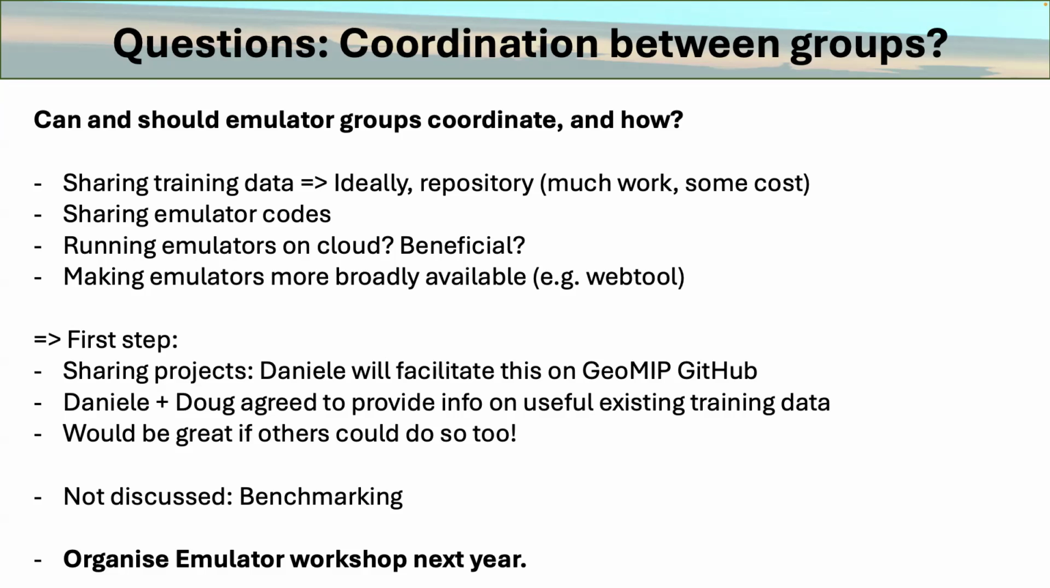So we did not really find solutions for all of these, but as one first step, Daniele kindly agreed to make a partition on the GeoMIP GitHub website where we could share emulator code and maybe also have at least a list of input data, even if the input data would not be there itself. And Daniele and Doug also agreed to look through their own simulations about what would be useful or potentially useful for such input data, and also put it on the GitHub repository.